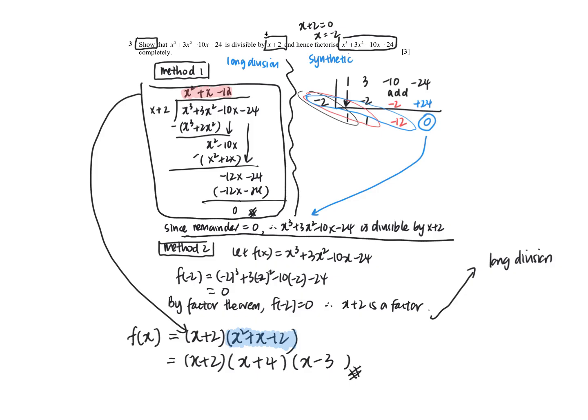Okay, just to point out to you, synthetic, same thing. This is 1x squared, 1x minus 12. So it will also give you the same quotient. So for show questions, make sure you really show, and then when they ask you to factorize, make sure you can do that.